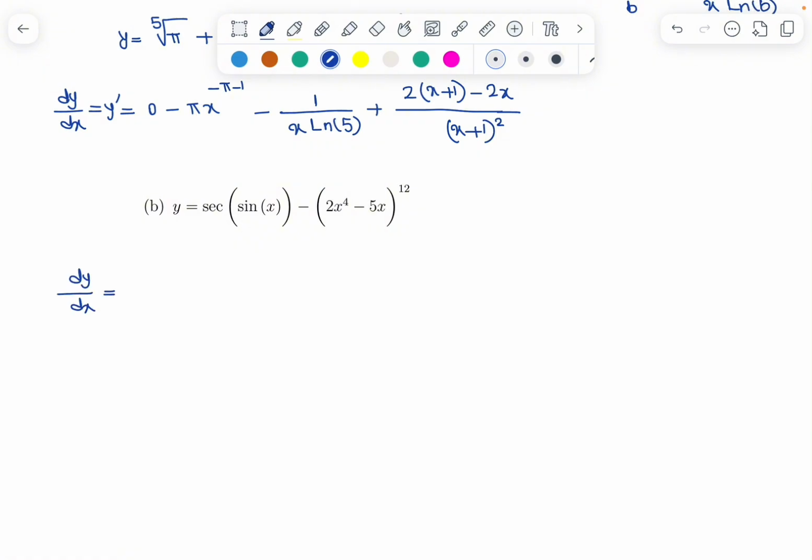To find dy/dx, you must find the derivative of the first function minus the derivative of the second function. As you can see, for both functions, you have a function inside another function. Therefore, you must apply the chain rule to find the derivative of them. And also, if we apply the chain rule to find the derivative of the first function, we must know what the outside function is and what the inside function is. In this case, the outside function would be secant, and the inside function would be sine. Therefore, using the chain rule, the derivative of this function would be the derivative of the outside function.